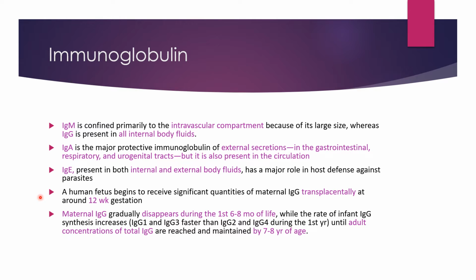A human fetus begins to receive significant quantities of maternal IgG through the placenta at around 12 weeks of gestation. Maternal IgG gradually disappears during the first 6 to 8 months of life, while the rate of infant IgG synthesis increases until adult concentrations of total IgG are reached and maintained by 7 to 8 years of age.